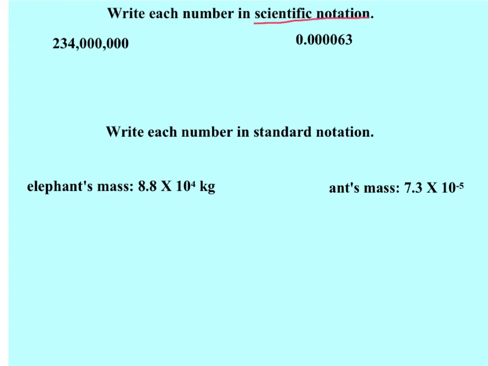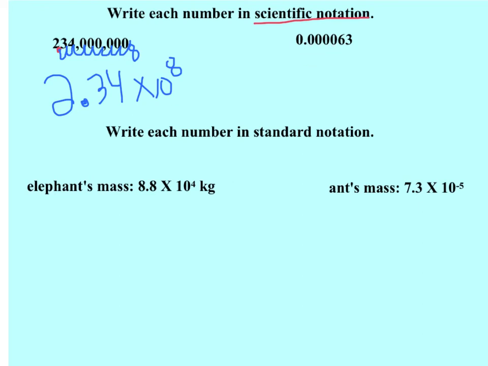Do it with me. Put your decimal here, okay, and then count. 1, 2, 3, 4, 5, 6, 7, 8. So our new number is 2.34 multiplied by 10 to the 8th power. Okay, so take really good notes on this because I don't have a lot of examples on this.